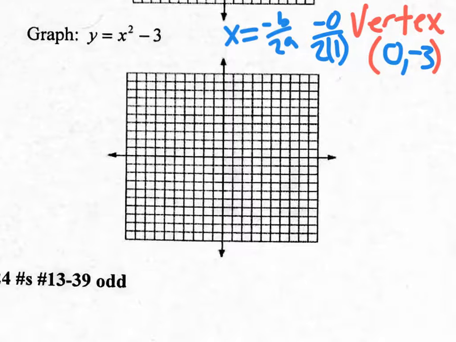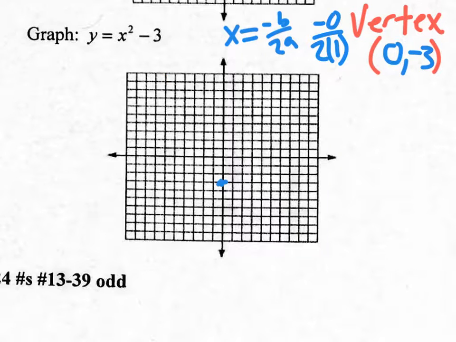Let's go to that vertex 0, negative 3. 0, negative 1, negative 2, negative 3 is right here. Is this parabola opening up or down? Remember, if the a value is positive, it opens up. If the a value is negative, it opens down. So this a value is positive, so we know it's going to open up.